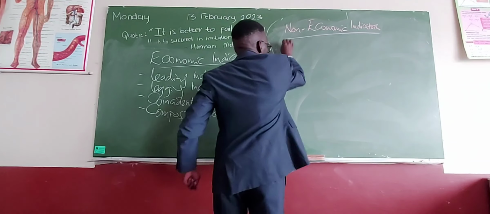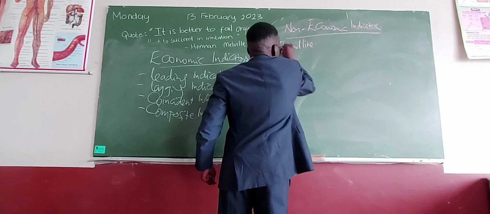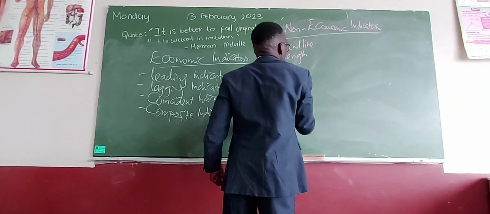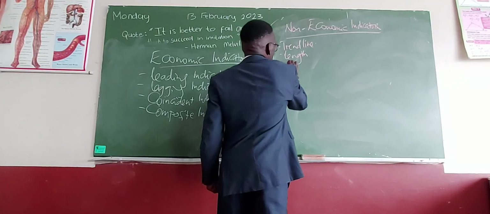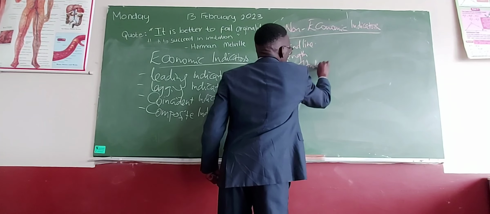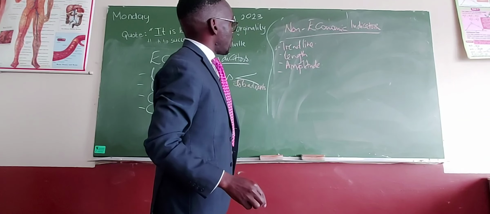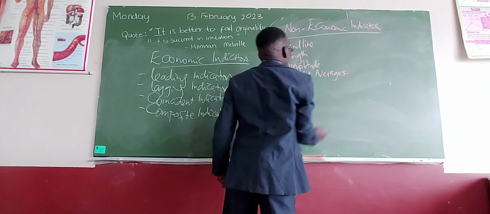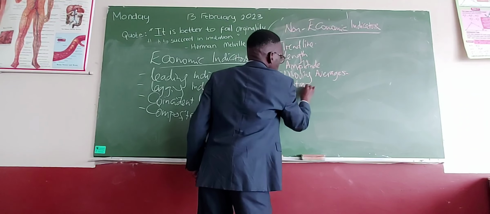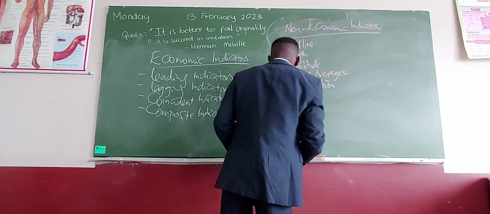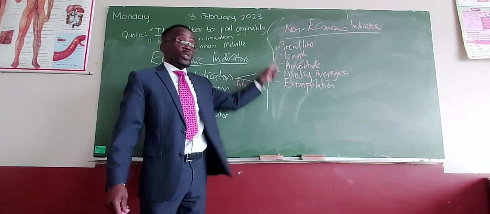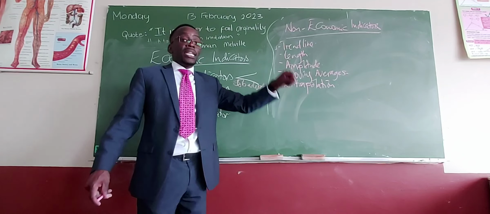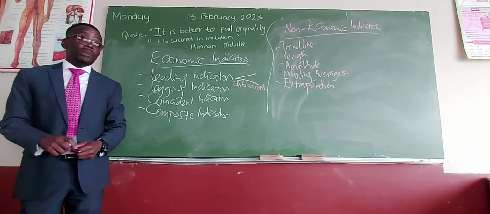We have the first one that is called a trend line. A trend line is non-economic. We also have the other one that is called the length. We also have the other one that is called the amplitude. We also have the other one that is called the moving average. And the last one is called the extrapolation. Now, these are non-economic indicators. These ones that you are seeing on the board, a trend line, the length, the amplitude, the moving average, and extrapolation, are referred to in economics as non-economic indicators.